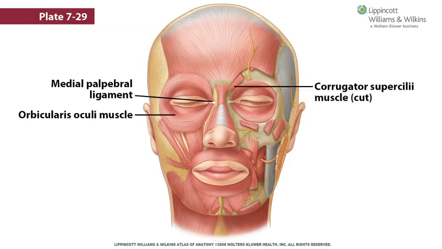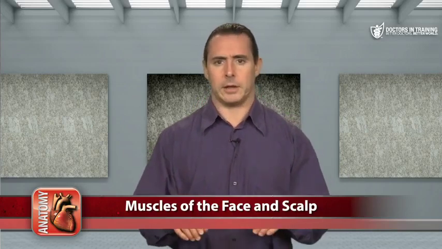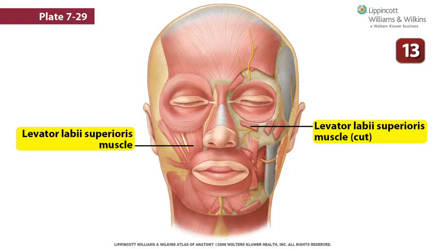The corrugator supercilii originates on the superciliary arches and inserts on the skin of the medial margins of the eyebrows. It draws the eyebrows together to create vertical wrinkles in the skin above the nose, indicating concern or worry. The levator labii superioris originates on the maxilla inferior to the orbital margin and inserts on the skin of the upper lip. It elevates the upper lip.